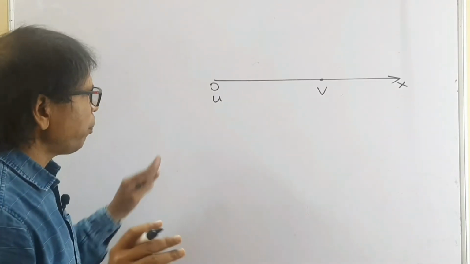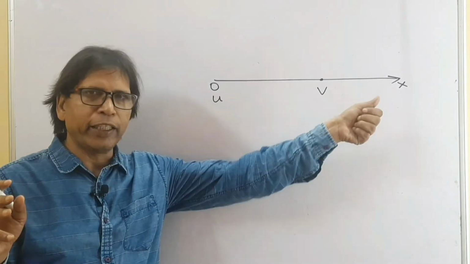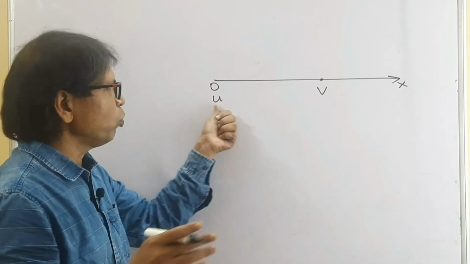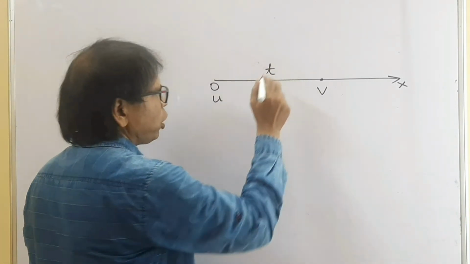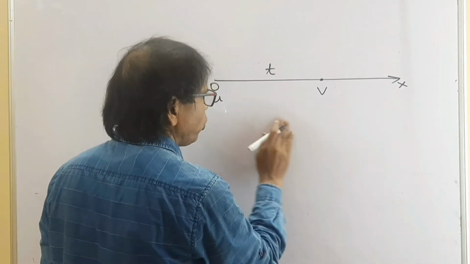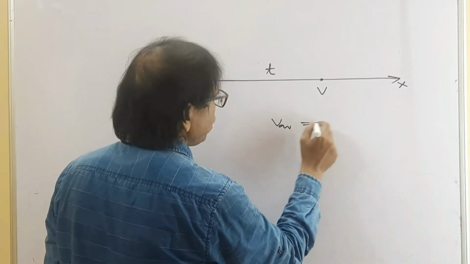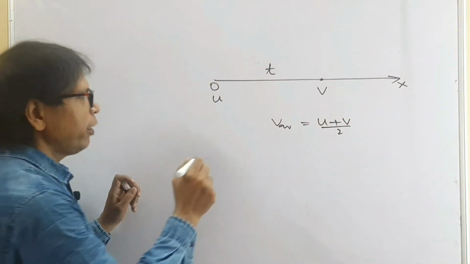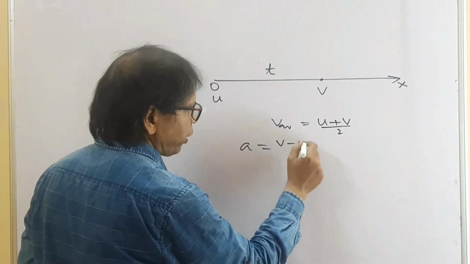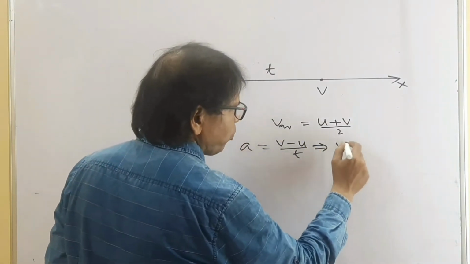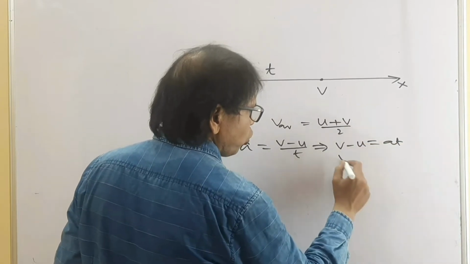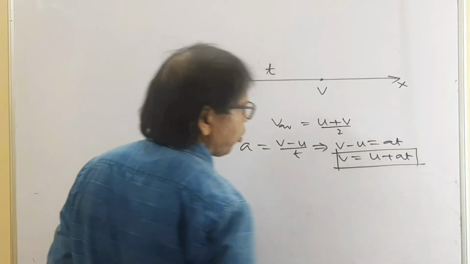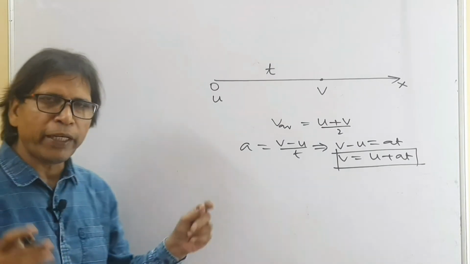Look at this, a particle moves along the OX direction with uniform acceleration a with initial velocity u. After time t, its velocity becomes v. So the average velocity v average equals (u plus v) by 2. Now acceleration a equals (v minus u) by t. So v minus u equals at, so v equals u plus at is the equation of velocity.